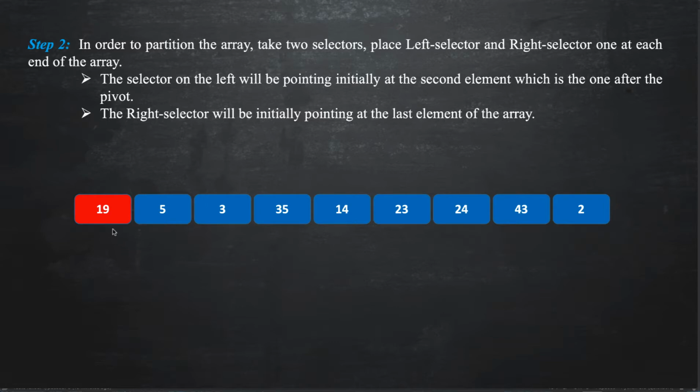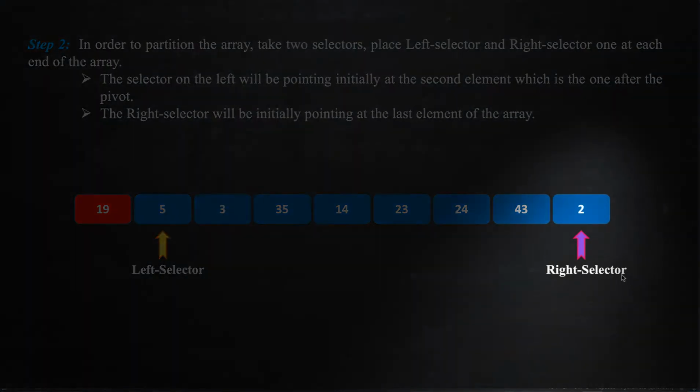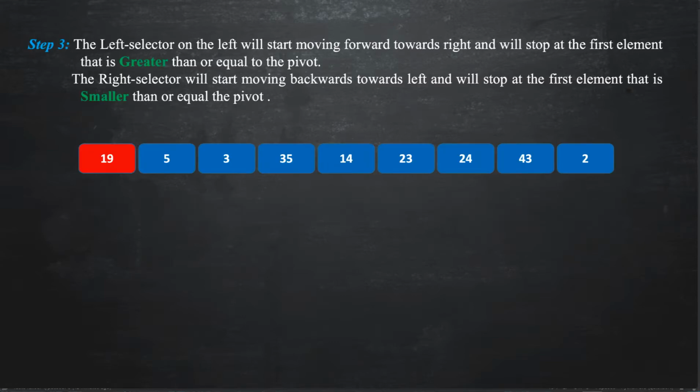To do that, we will use two pointers. The first one, let's call it left selector, and let's call the second pointer right selector. Now that we have two selectors, let's look at how these two selectors are going to work. The left selector's job is to find an element which is greater or equal to the pivot, and the right selector's job is to find an element which is smaller or equal to the pivot.